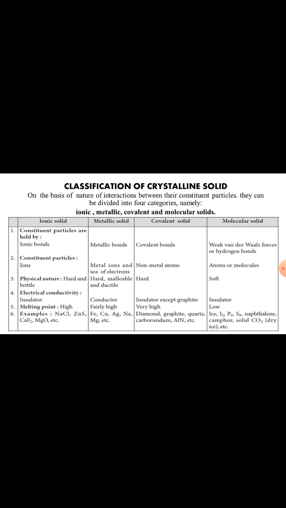Next solid is covalent solid. As the name indicates, here the bond is covalent bond and the particles are basically atoms which belong to non-metals. Due to covalent bonding, these bonds are directional in nature. That's why these solids are hard. Electrical conductivity: except graphite, they are insulators.